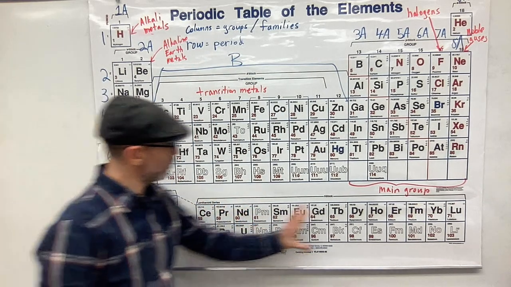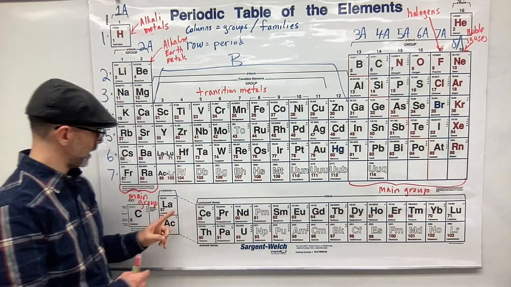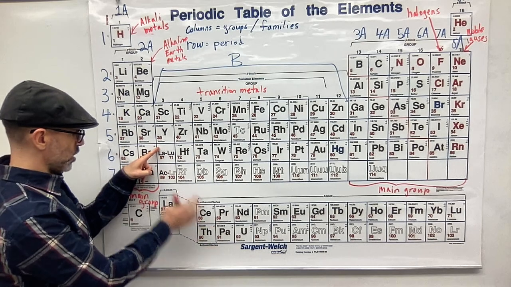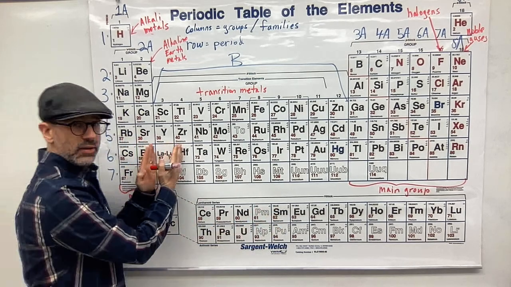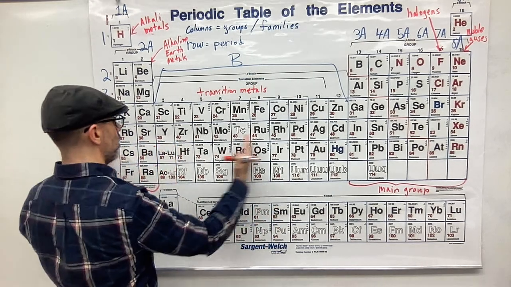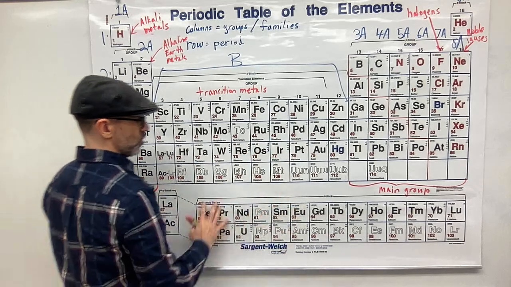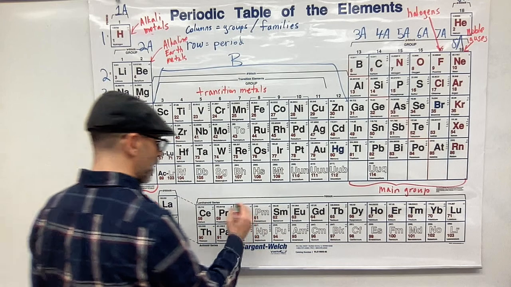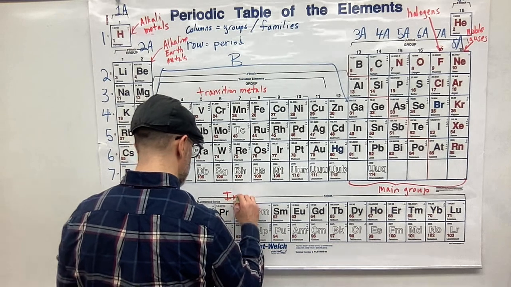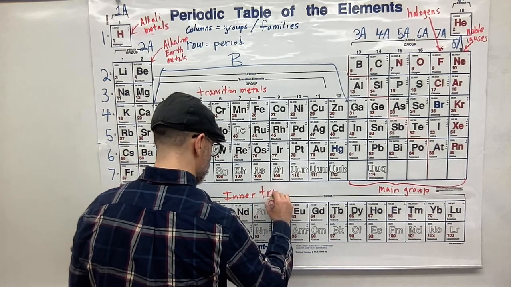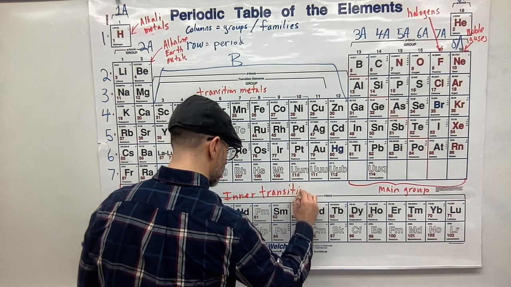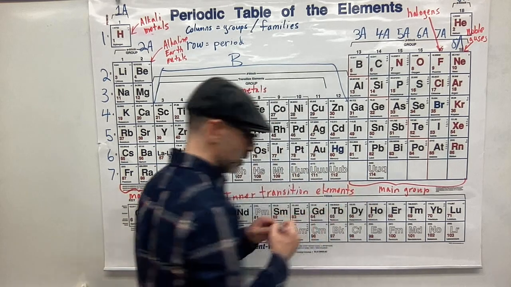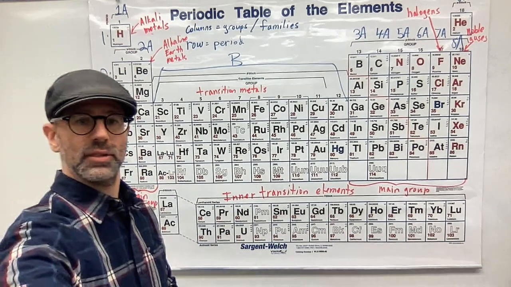What about these down here? These are actually inserted here, right? So lanthanum, actinium are in here, and then this comes along. So basically what you're doing is you would split apart all of this and insert these in the middle here. And so we call these, for that reason, the inner transition elements. The inner transition elements.